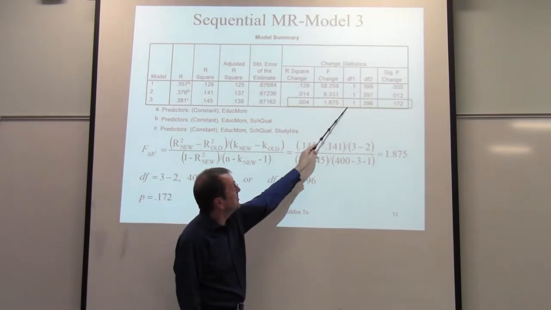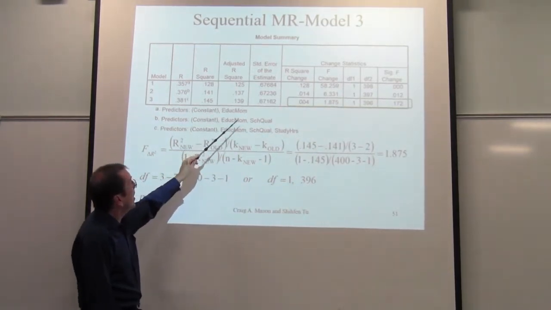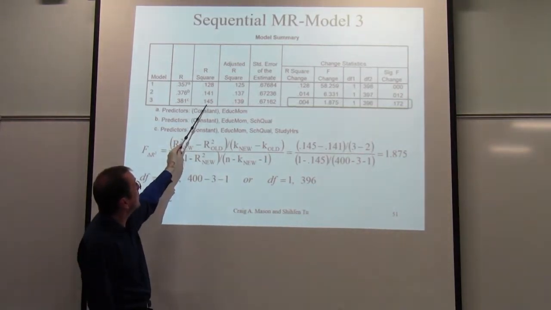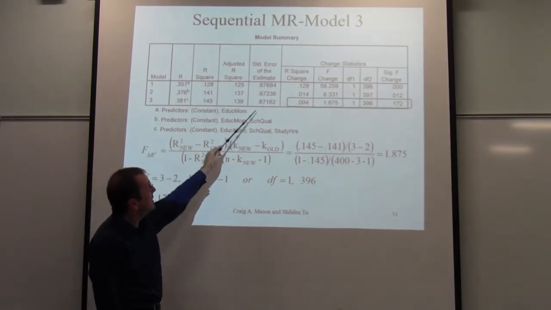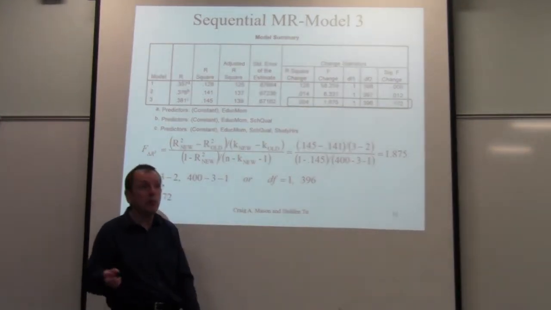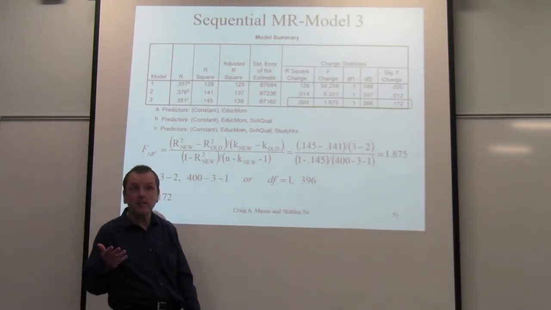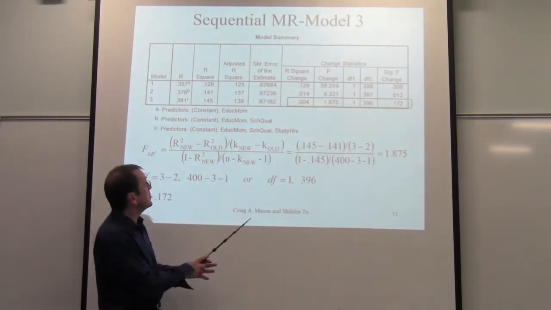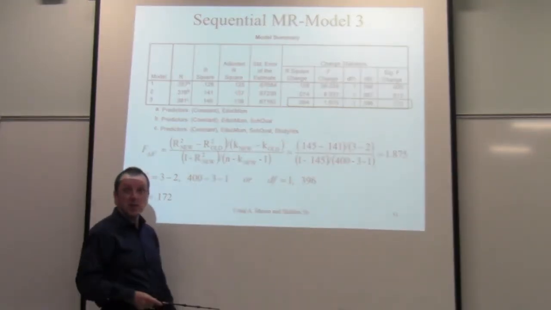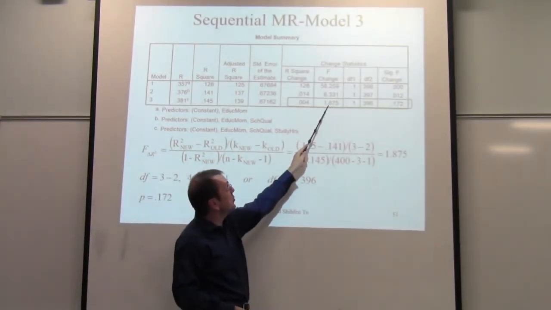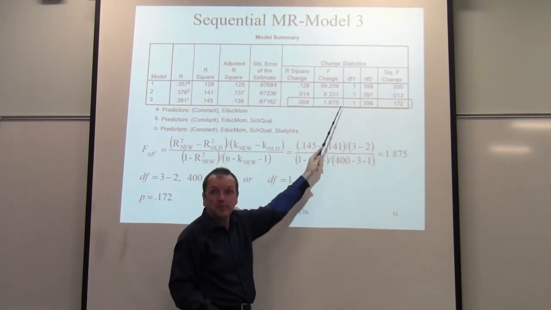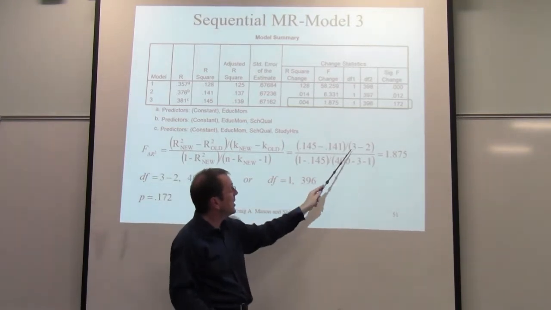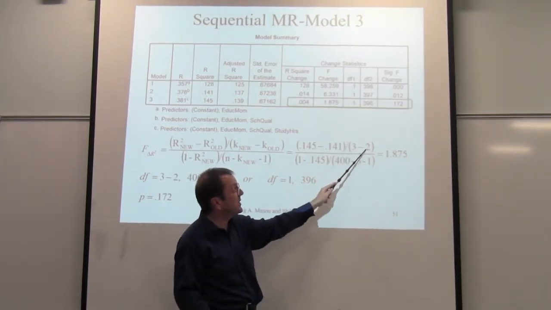Our F change, we calculate exactly as before. Our R squared change goes from, it's now 0.145. It was 0.141. So the R squared change is 0.004, or 0.4% of the variance we've increased with study hours. Our F change, we do exactly the same formula. I'm not going to just sit up here and repeat it. And we get an F change of 1.875. Plugging in the old k, new k, change in R squareds. Notice that the variables have gone from 3 to 2.